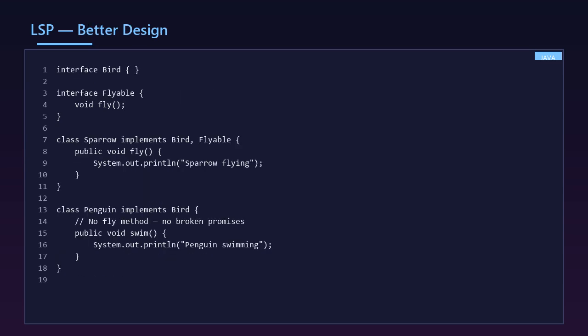Here's the fix. Separate the abilities into different interfaces. Bird is one interface. Flyable is another. Now, Sparrow implements both bird and flyable. But penguin? It only implements bird. No fly method. No broken promises. Code that works with flyable will only receive birds that can actually fly. No surprises. No runtime crashes. This is how you respect the Liskov substitution principle.